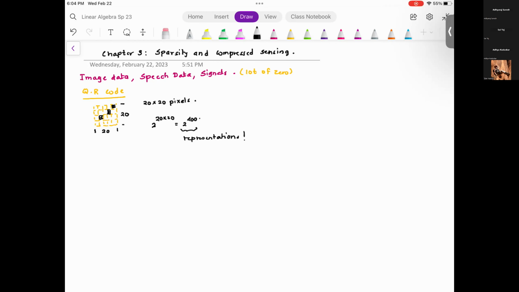Now, just to think about how big this number is, this number is larger than the number of nucleons in the entire universe. So what that means is a very simple image can represent a very vast data set.